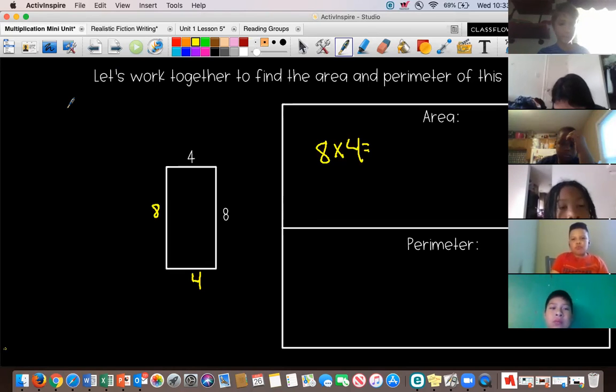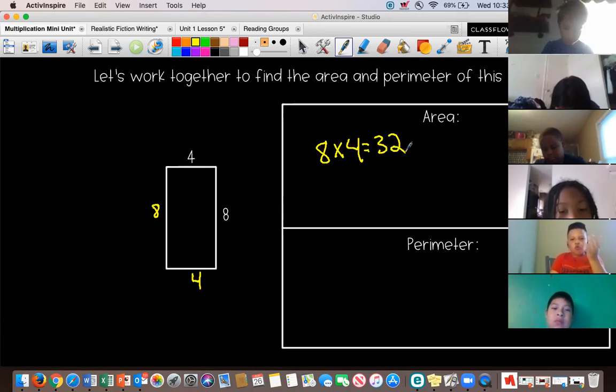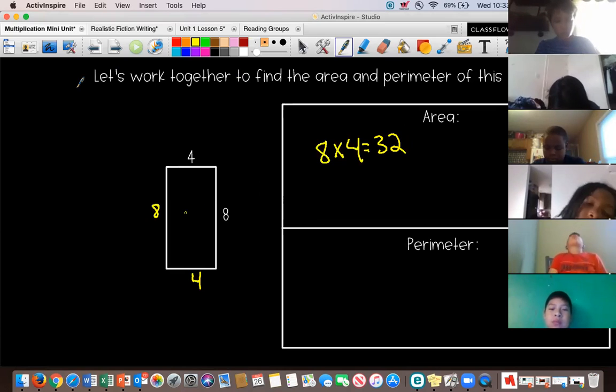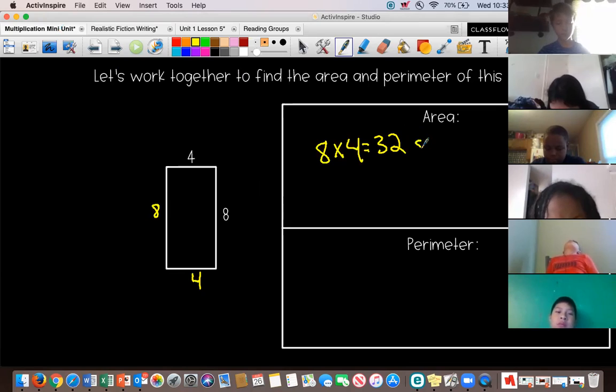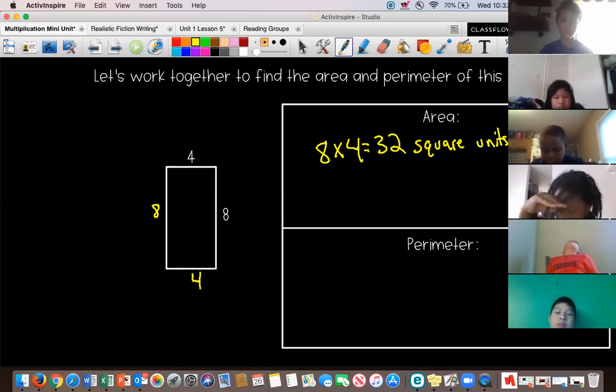32. 32, right? So now, are we just going to leave our answer at 32? Remember, in area, what kind of units do we have? Square units. So 32 square units. If the units were inches, we would write square inches. We'll focus more on that tomorrow, though.